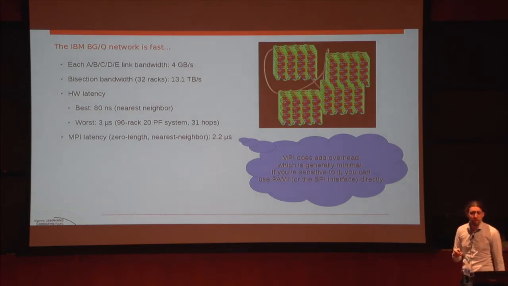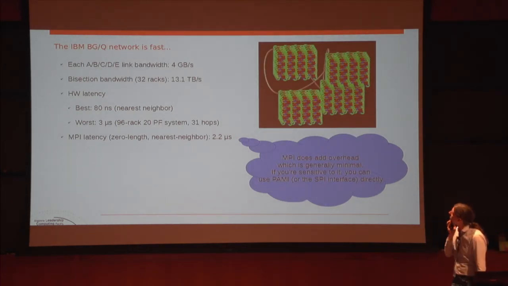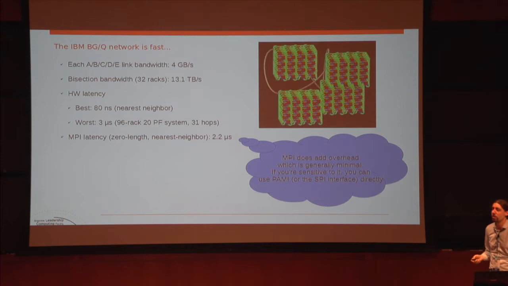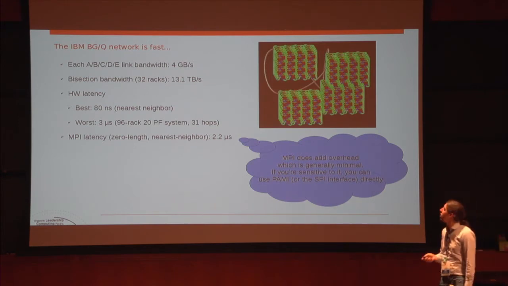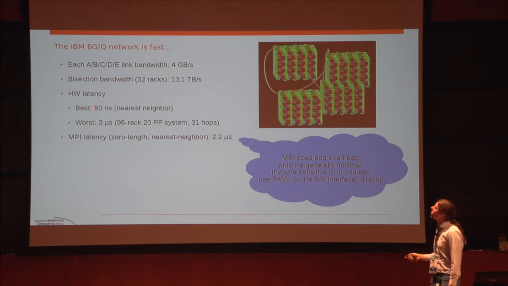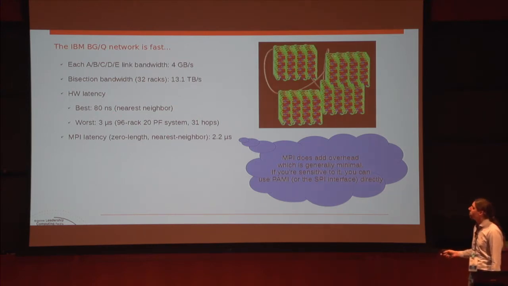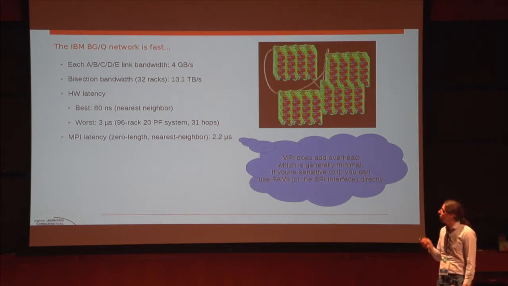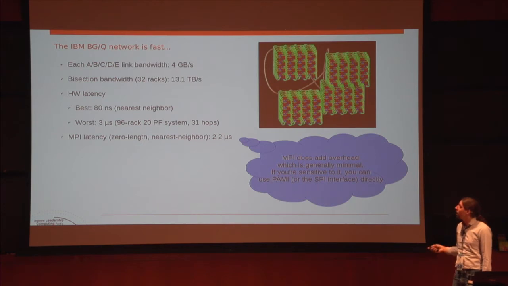And just to give you a feeling about how the networks on supercomputers and HPC systems fit in, here I have a slide talking about the IBM Blue Gene/Q network, which is the production system at ALCF currently. You can see here that the best neighbor-to-neighbor communication is about 80 nanoseconds. That's about 80 clock cycles on that system. But in the worst case, it's about 3 microseconds. And in fact, the MPI neighbor-to-neighbor communication is about 2.2 microseconds.